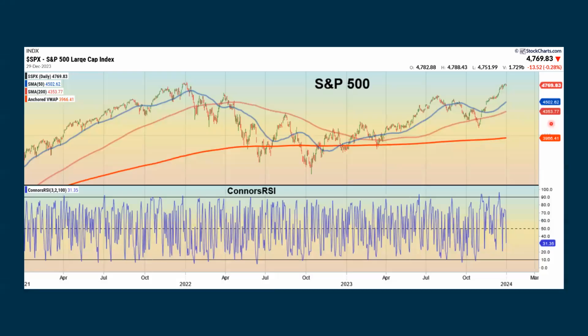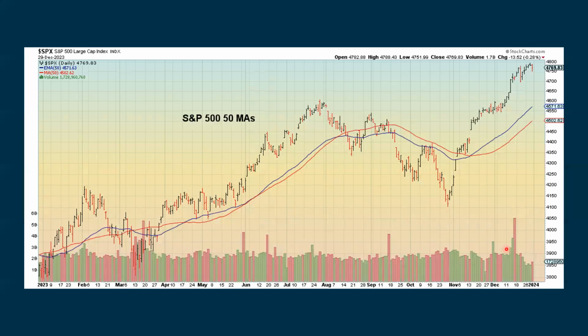Then we have a Connors RSI, which is very similar to a regular RSI, where we look for extreme positive or negative readings. This one's pretty spastic on a day in and day out basis, but we don't get extreme readings all that often. Right now, we dropped a little bit below the midpoint, and we're not getting an extreme reading.